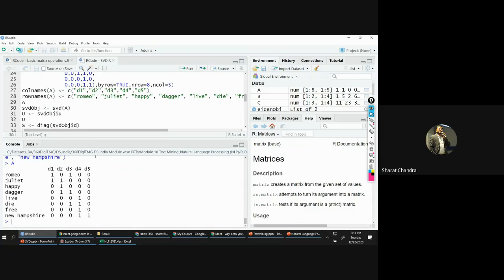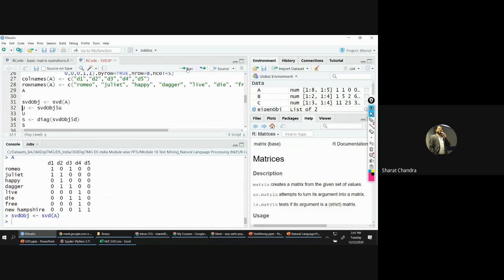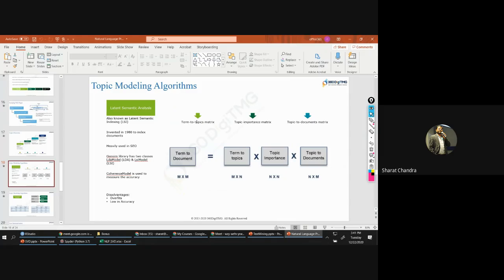I am decomposing this using SVD. And when I say SVD, we have seen that this matrix A is decomposed into U, D, and V transpose. U is a term to topics matrix, terms to topics. That means it will contain the terms, words.